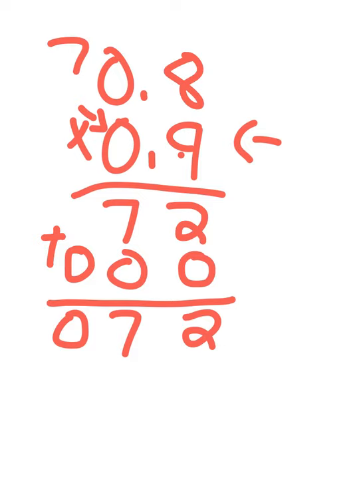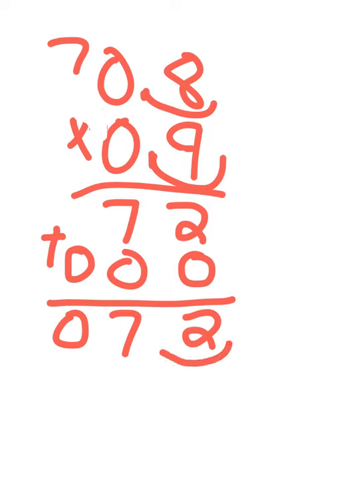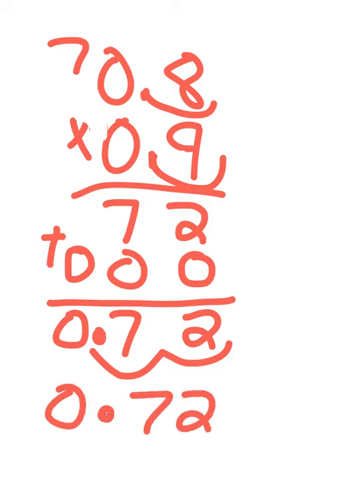Now we have to figure out how many jumps we have to make. Let me get rid of my arrows here so you know the jumps. And so you're making 1 jump here and 1 jump here. So that means you have 2 jumps in total, so you have to make 2 here. So you do 1, 2 jumps here. And our final answer is 0.72.